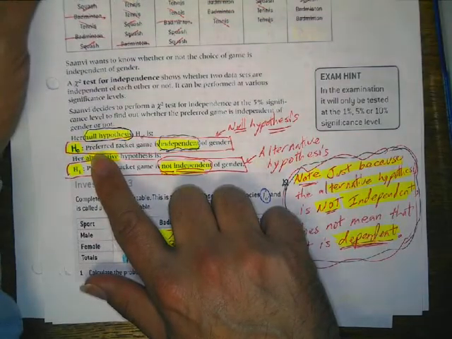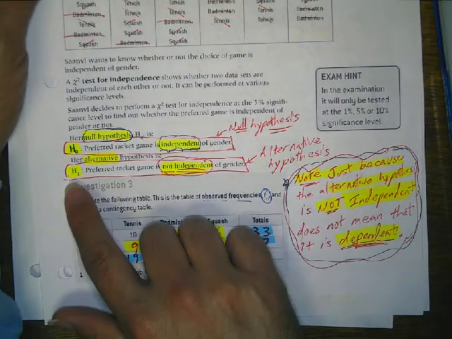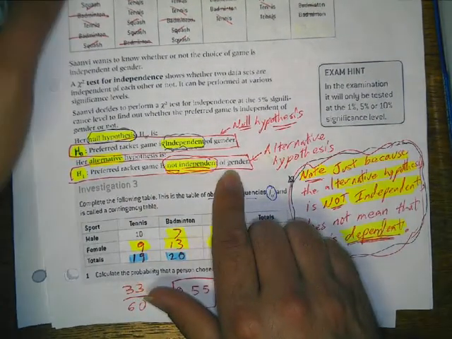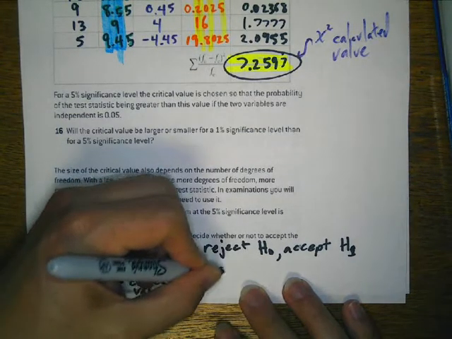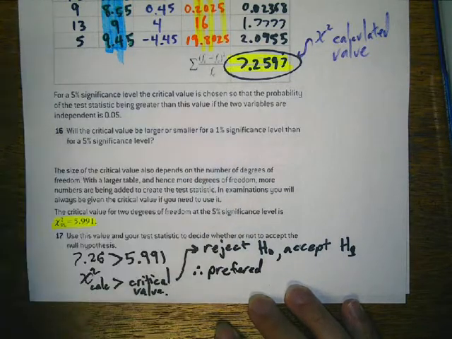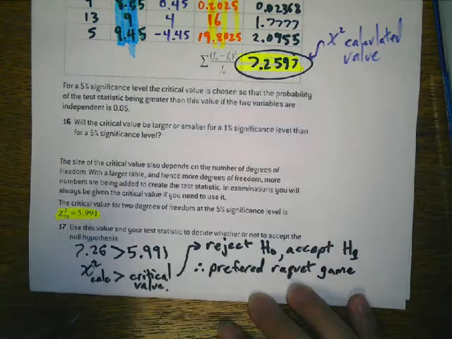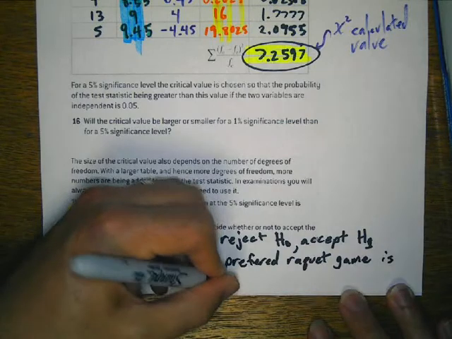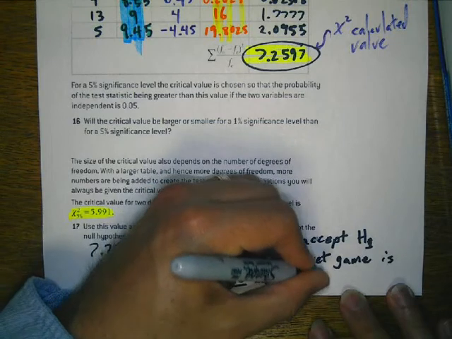The null hypothesis is that preferred racket game is independent of gender. So the alternative hypothesis is that preferred racket game is not independent of gender. So therefore, preferred racket game is not independent of gender.